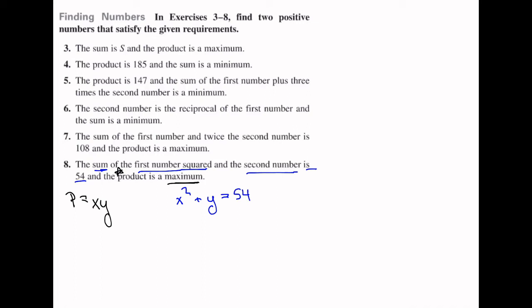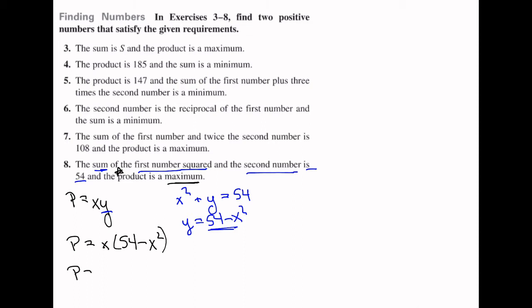All right, so now we have to solve for either x or y. Now I told you in the last one it didn't matter which variable you solve for, and it still doesn't, but there's definitely a more natural choice here. Would you rather solve for x squared or y? I'm just hearing you all say y. All right, so y is 54 minus x squared. So we're going to take this and plug it in for y in the product equation. So the product is x times 54 minus x squared.